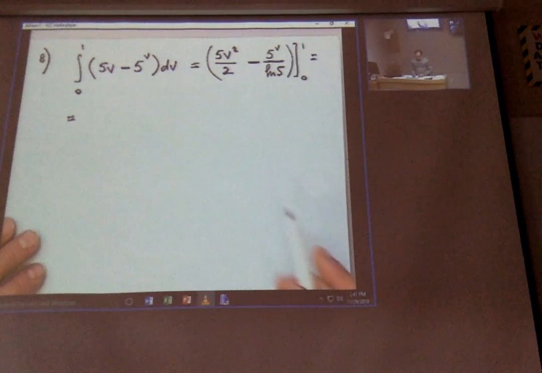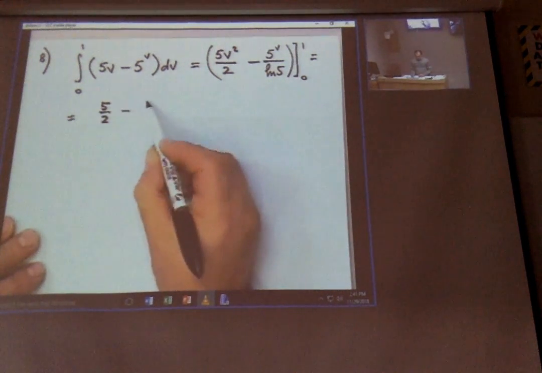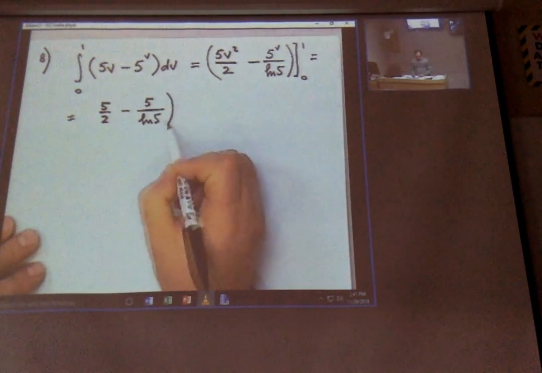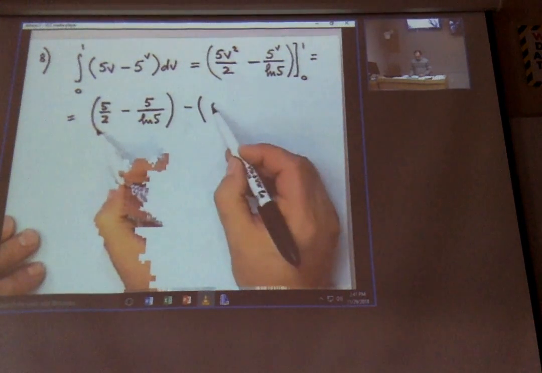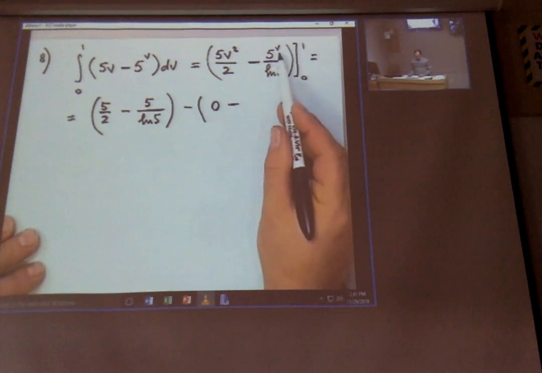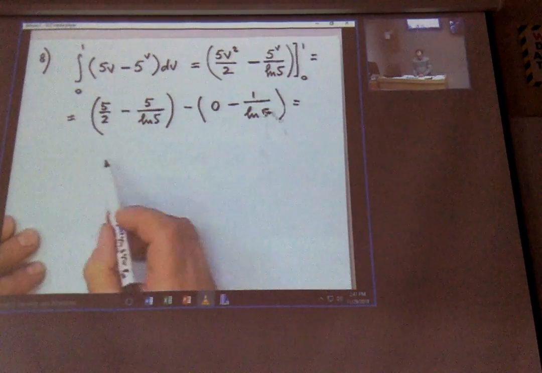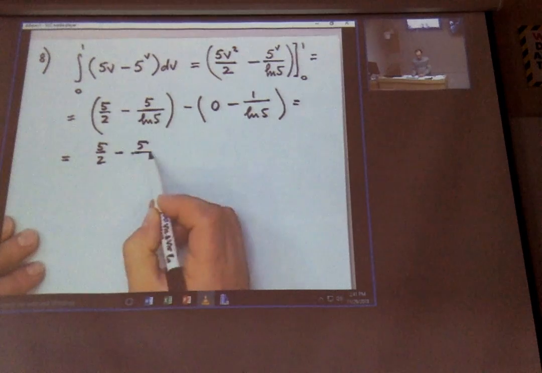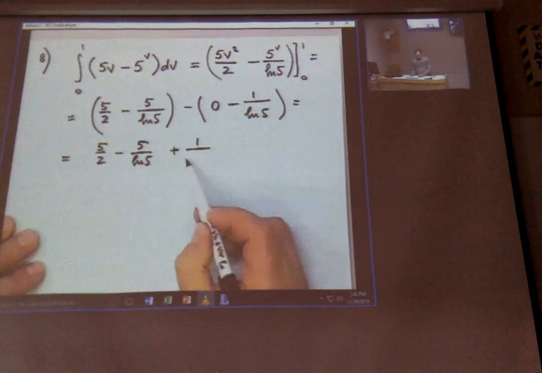So if we substitute 1, we'll get 5 over 2 minus 5 over natural log of 5. So that's the first piece. And then we're going to substitute 0. So 0 will be here, but here you will have 5 to 0, which is what? 1. So you have 1 over natural log of 5. So slowly, 5 over 2 minus 5 over natural log of 5, and this is 0, so plus 1 over natural log of 5.